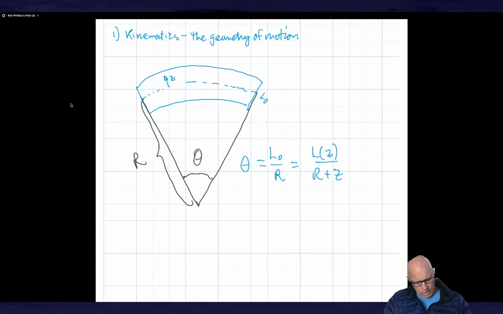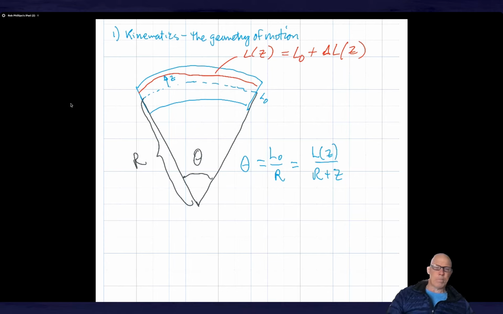In other words, if I go up to this distance right here, let me do this in red, this length right here is what I'm referring to as L of z, and I can always write that as L0 plus delta L of z. That's an equivalent way for us to think about it. The radius, the distance from the center of curvature of that line, is R plus z. Again, I note that z I define here is the distance away from the neutral axis.